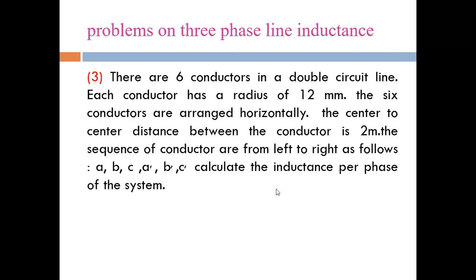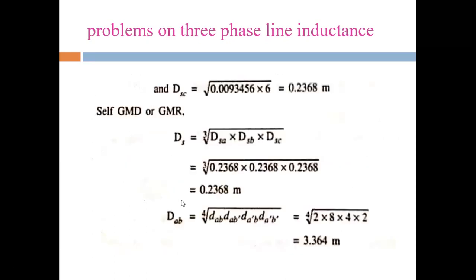The sequence of the conductors is from left to right. We need to calculate the inductance per phase of the system, the inductance L.